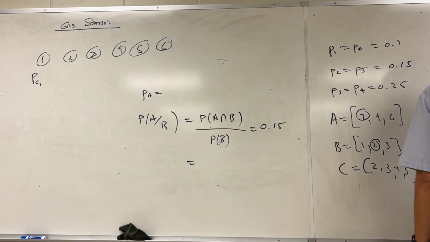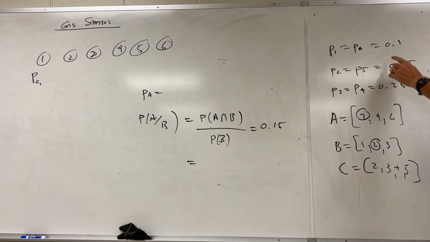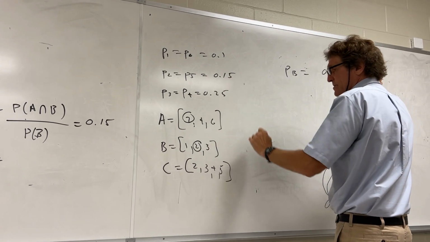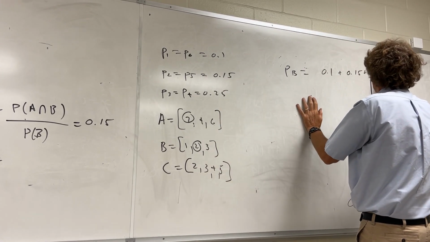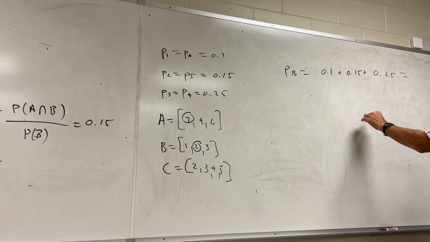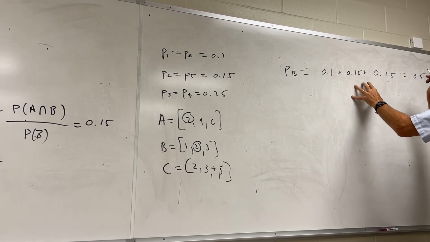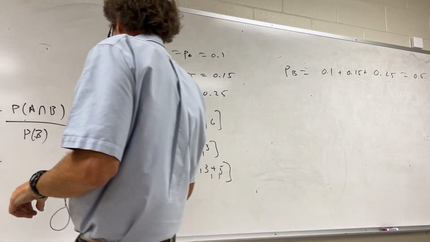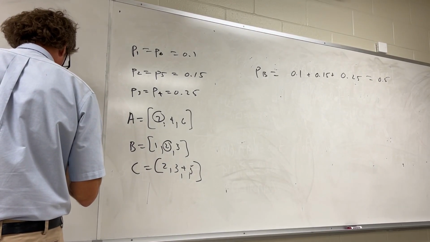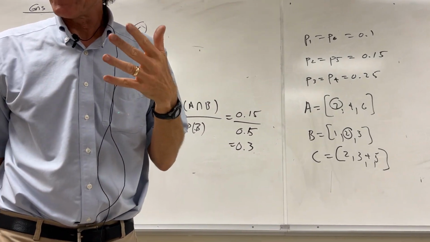Probability of B is going to be equal to the probability of 1 plus the probability of 2 plus the probability of 3, and that's going to be 0.5, isn't it? So it's this divided by 0.5, or it's equal to 0.3. I hope that's the answer. That is the answer. Okay, y'all follow the reasoning behind it?